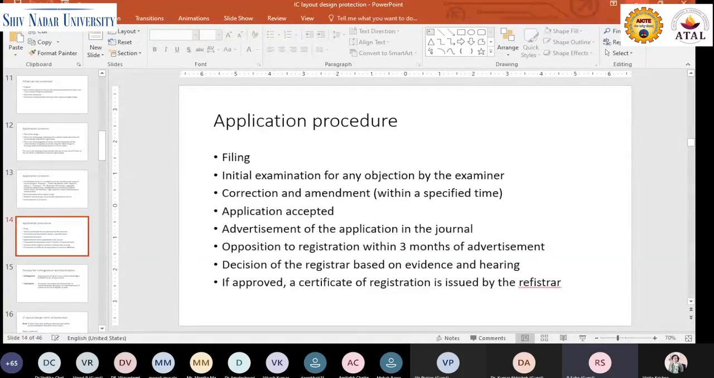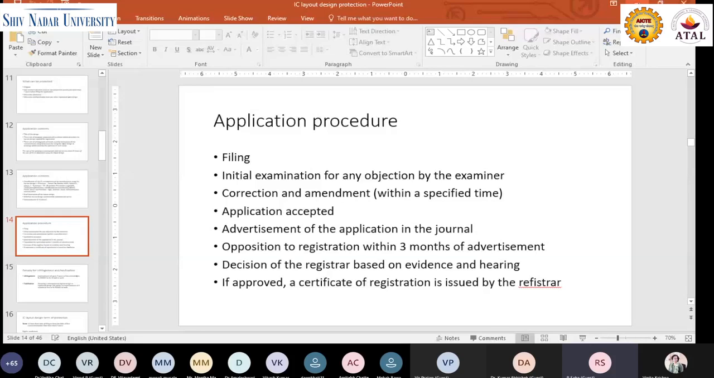So how does it go in the IC layout registry? Of course, you have to file an application. Once you have filed, the examiner is going to look at your application and see whether you have met all the procedural aspects, and whether you have given all the documents. If not, the examiner is going to come back to you and say that you can correct your application in the following manner. Once you have made all the corrections and amendments, the application is accepted by the examiner.